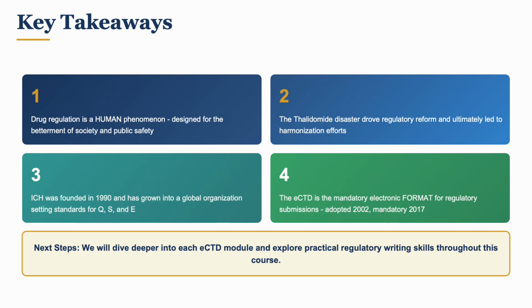Third, ICH was founded in 1990 and has grown into a global organization. Its guidelines on quality, safety, and efficacy form the foundation of modern drug regulation. The eCTD is one of many ICH standards. Fourth, the eCTD is the mandatory electronic format for regulatory submissions. First developed in 2002 and made mandatory in 2017, it provides a harmonized structure for organizing the massive amount of information required for drug approval.